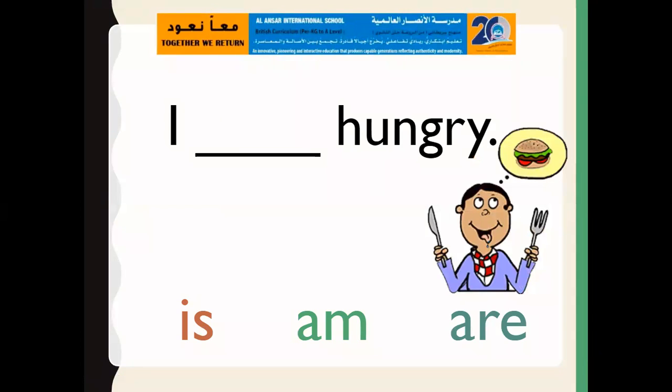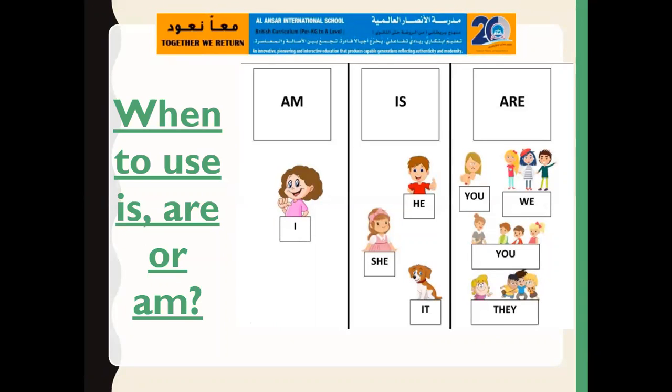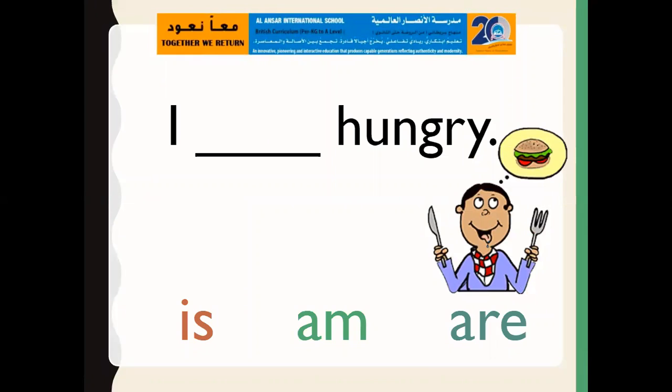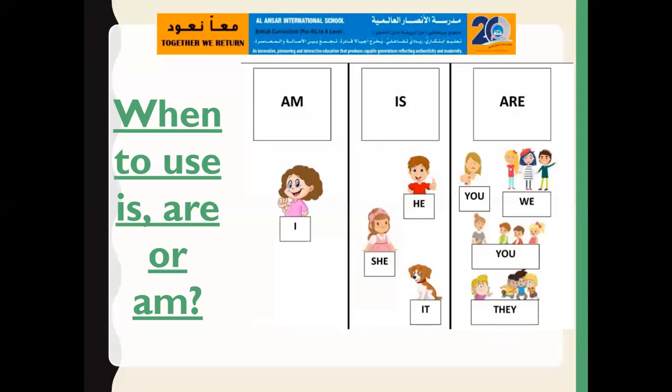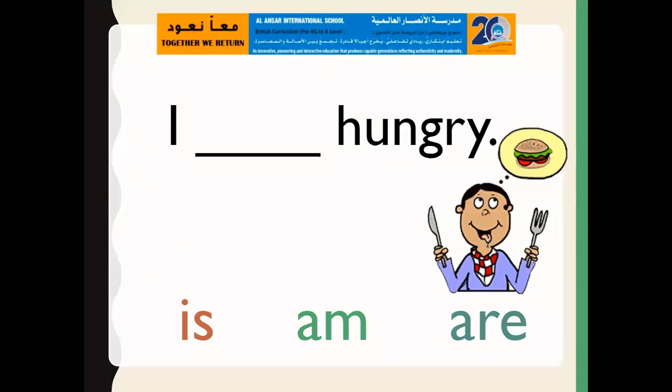Now let's move on to some examples. Can you guess or choose the correct auxiliary verb to fill the blank? If you need some help, you can go back to this page. Let's try together. I is hungry. I am hungry. I are hungry. Let's go back to this page. If you are talking about yourself, you will say I am. So in this example, the correct auxiliary verb will be I am hungry.